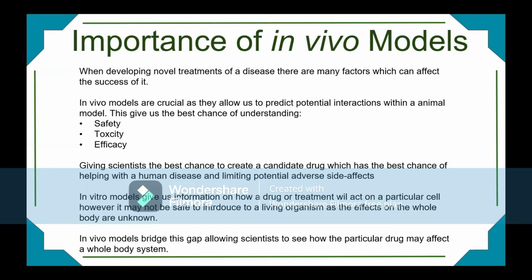In vitro models are useful, however, they only give us information on how a drug or treatment will act on a particular cell. However, it may not be safe to introduce to a whole living organism, as the effects on the whole body are unknown. In vivo models bridge this gap, allowing scientists to see how a particular drug may affect the whole body. By using these models, we can get the most lifelike results, so we can predict which drugs and new techniques would be most effective on heart failure. The type of techniques which could be used in the future include gene therapy, new surgeries, and other mechanical devices which could be implemented into an animal.